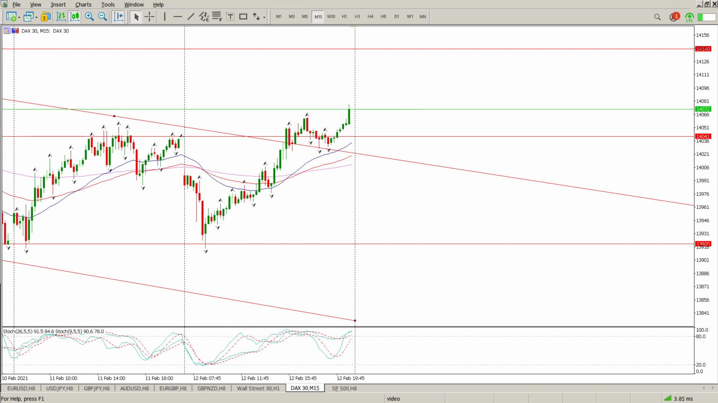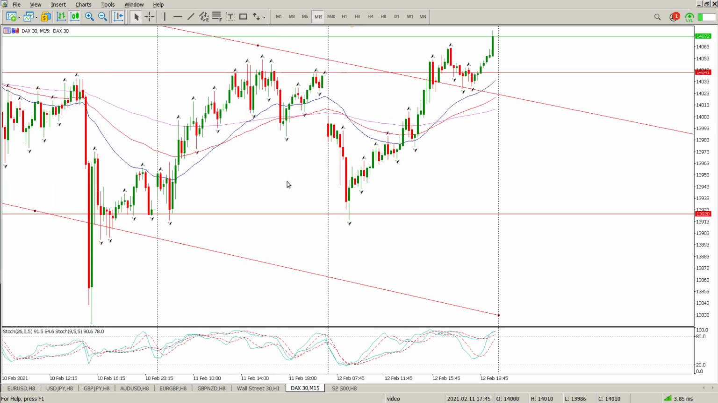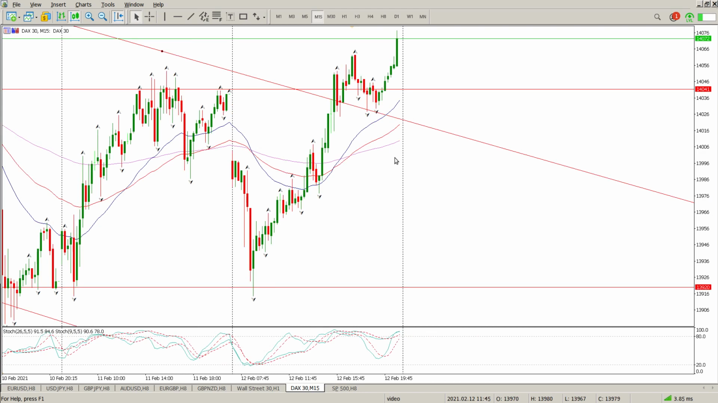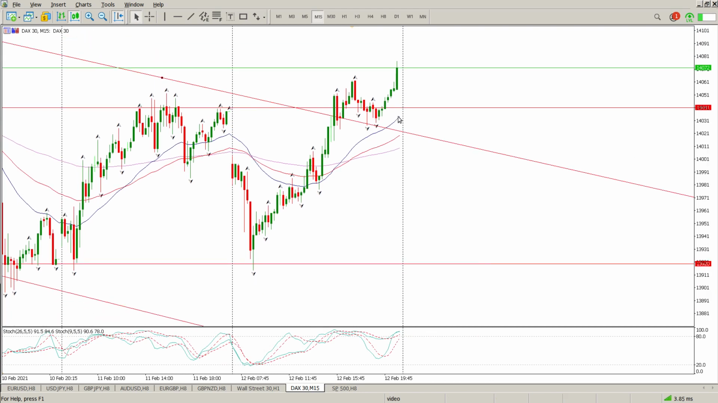That's sort of what I'm looking for. So watch this level, 14,041. That's probably the most critical one at the moment. If we can hold that level, there's going to be a great opportunity to go long there. There are some little gaps here as well. There's one all the way down here as well. Let's just make sure there's nothing. It looks relatively structured there.